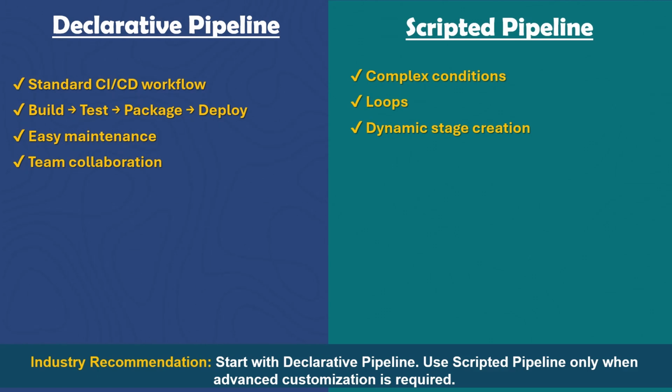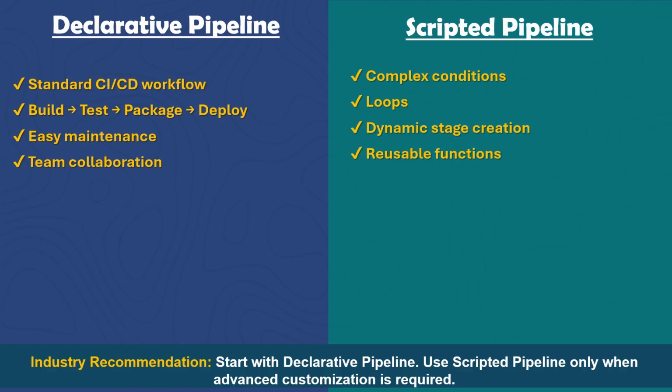So here's an easy rule to remember. If your workflow is a standard build, test, deploy pipeline, choose declarative. If your automation behaves more like a custom software application with complex programming logic, then consider the scripted pipeline.